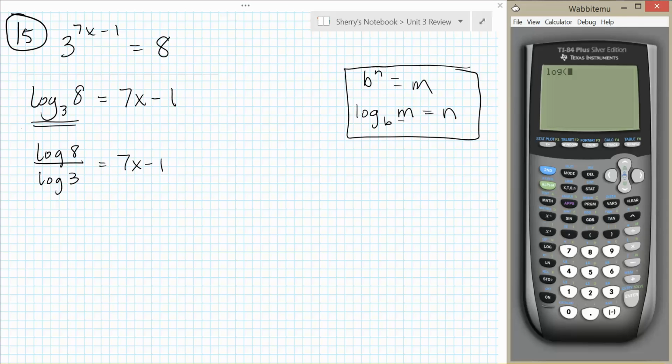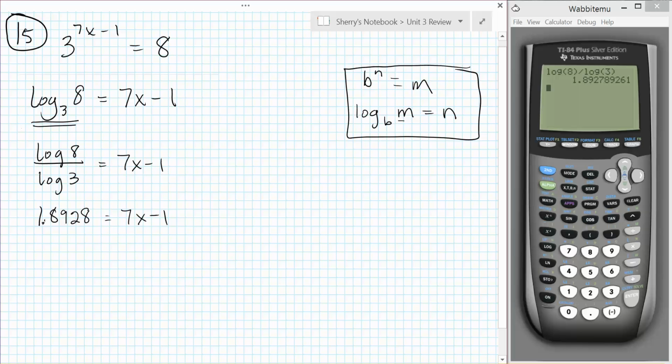So we press the log button of 8, make sure you close the parentheses, and we want to divide that by the log of 3, which was the base, and close the parentheses there. Four digits after the decimal is what I'd like you to use here, so 1.89, and then the 7 will round up to an 8, equals 7x minus 1. That should be great there.